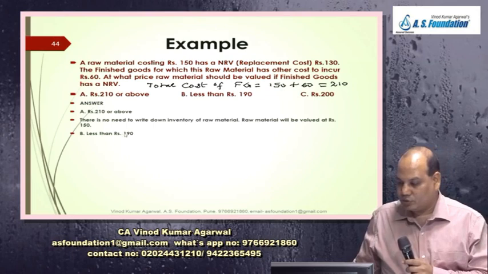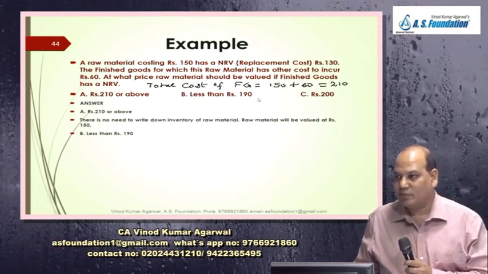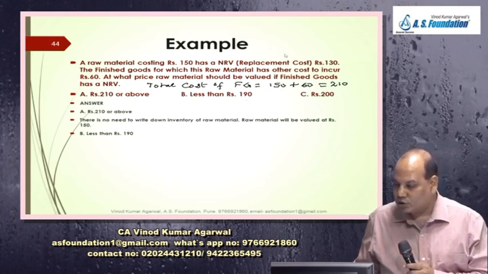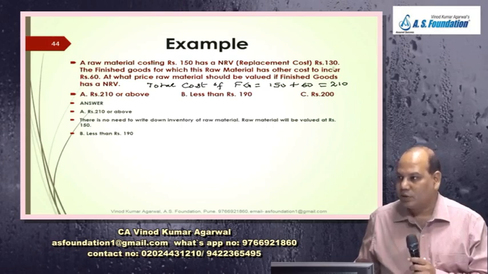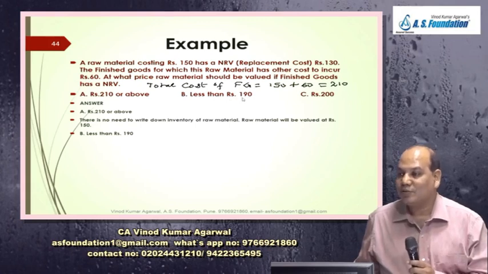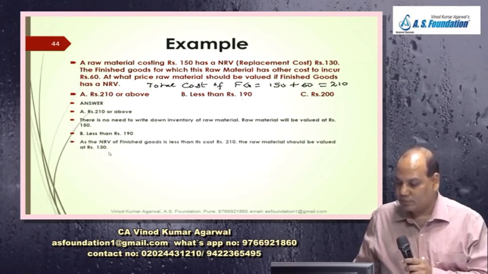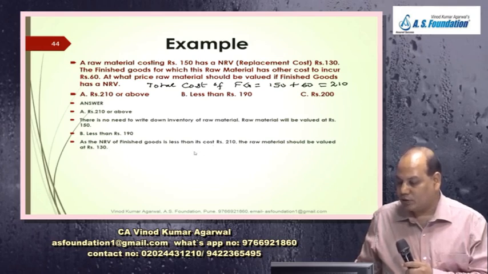And there is no need to write down the inventory raw material value. Okay. Now we are here, less than 190. Finished goods will be sold below rupees 190. So how much is the loss on finished goods? 210 minus 190, 20 or more. And what is the loss in the value of raw material? Again 20 rupees. So if the loss on finished goods is 20 or more, then how much are we going to value raw material at? Then in that case the raw material will be valued at 130. As the NRV of finished goods is less than its cost, the raw material will be valued at 130.